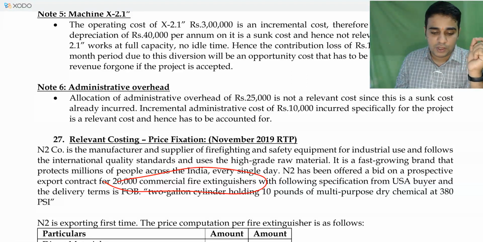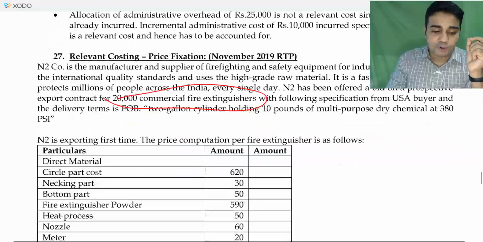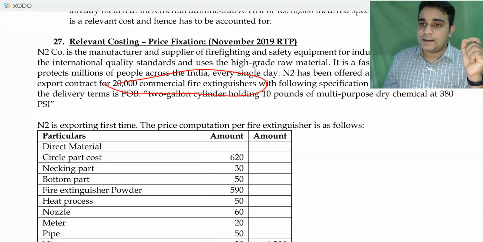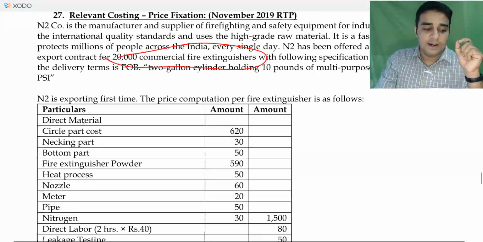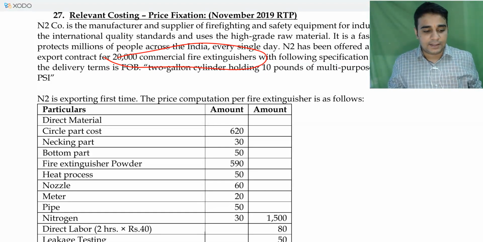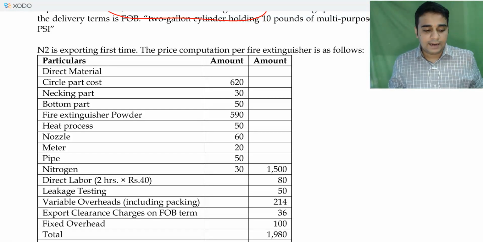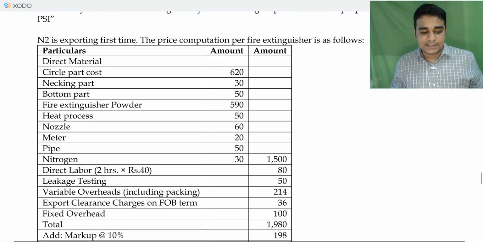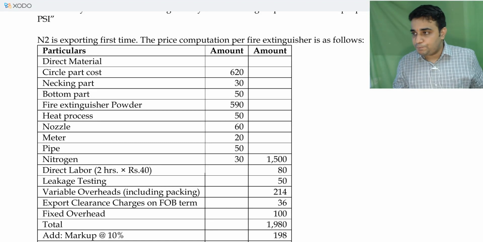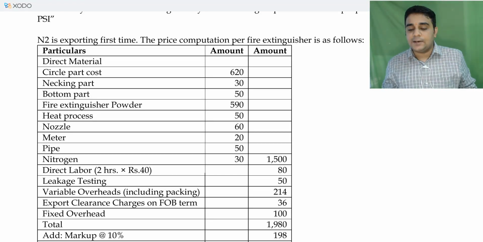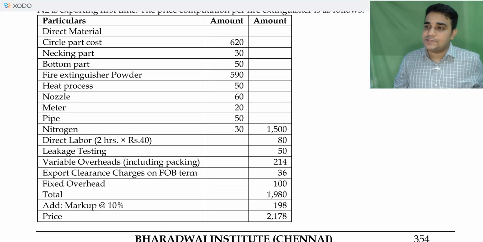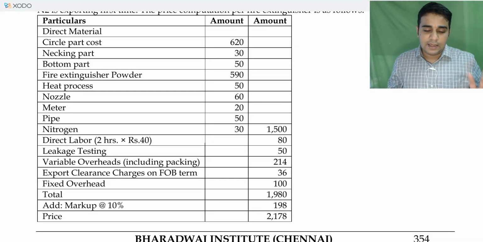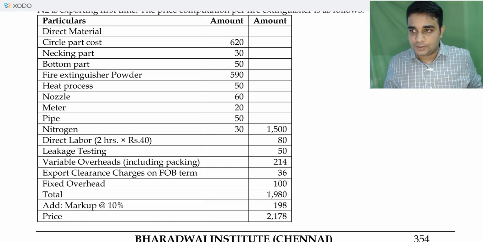It's an export contract. N2 is exporting for the first time. The price computation per fire extinguisher is as follows. Direct material, all these are direct material, circle part, necking part, bottom part, everything put together 1,500. Direct labor, leakage testing, variable overheads, export clearance charges, fixed overhead, total cost, add markup, price is 2,178. This is a calculation. They were having a profit of 10% on cost.